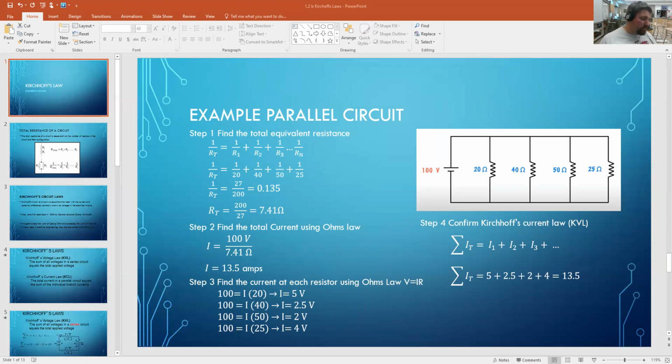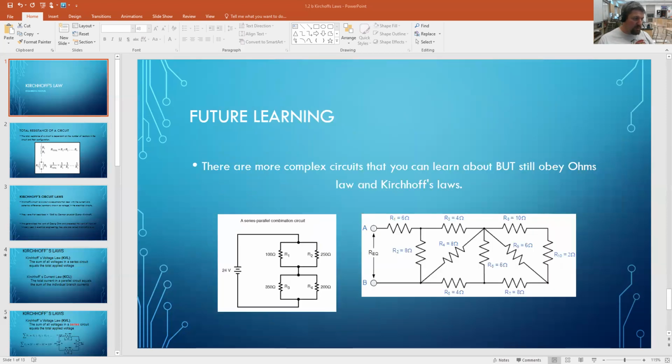Now what we can do is confirm Kirchhoff's current law, and that's supposed to be a C, not a V. Oops, my bad. The current then is going to be the sum of all of those currents. So 5 plus 2.5 plus 2 plus 4. I put that in and that comes out to a current of 13.5, which if you look over here, our total current is 13.5. So it's exactly what it's supposed to be.